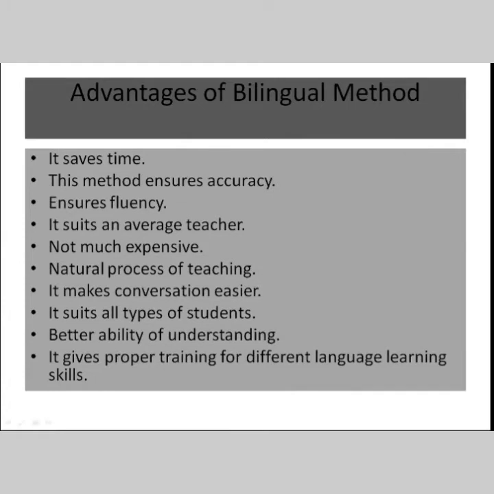Number second, this method ensures accuracy. This method puts more emphasis on the accuracy of the language. The meaning of English sentences and words explained in mother tongue becomes clear to the students. And when the meaning of new words is explained in the mother tongue of the student, it becomes easier for them to learn. So hence bilingual method of teaching English leads to accuracy in learning.